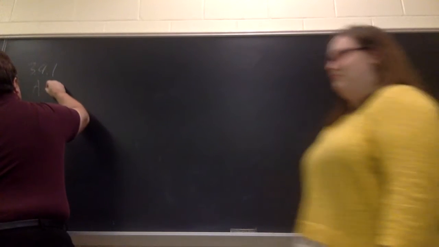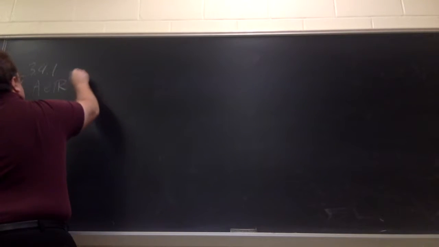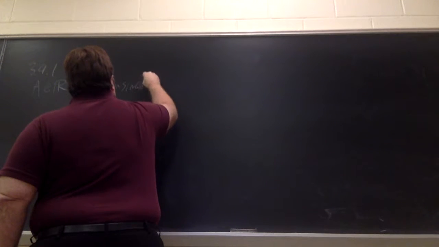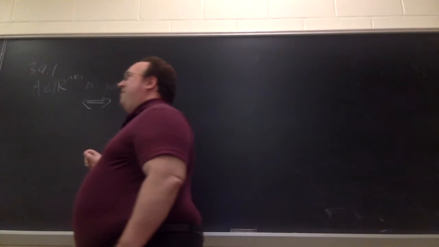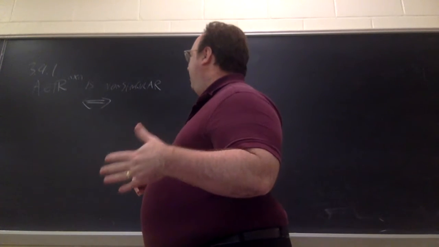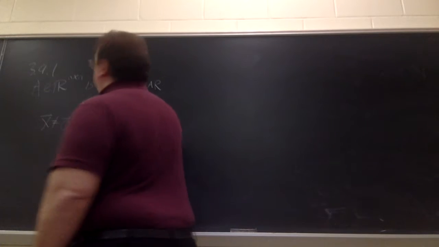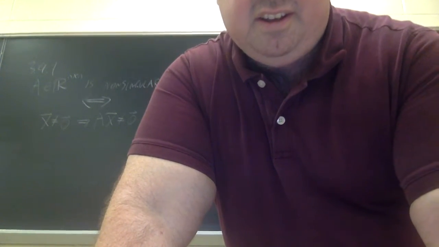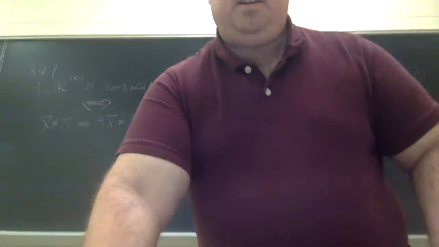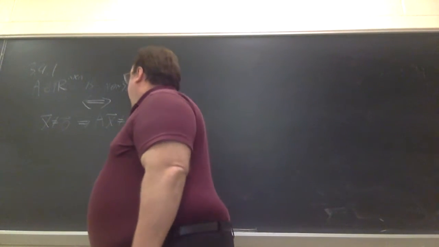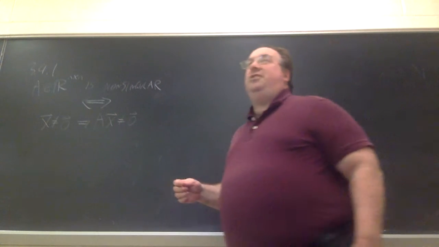A matrix A, n by n, is non-singular if and only if this is true. From an if-then point of view, this is a rather messy statement, but if you have a vector x that is non-zero, then A times x must also be non-zero. In other words, if you have a non-zero vector x and you multiply it by A and get 0, then the matrix is singular.